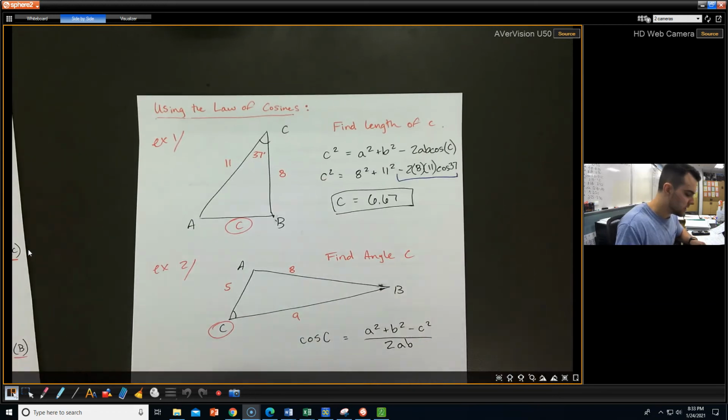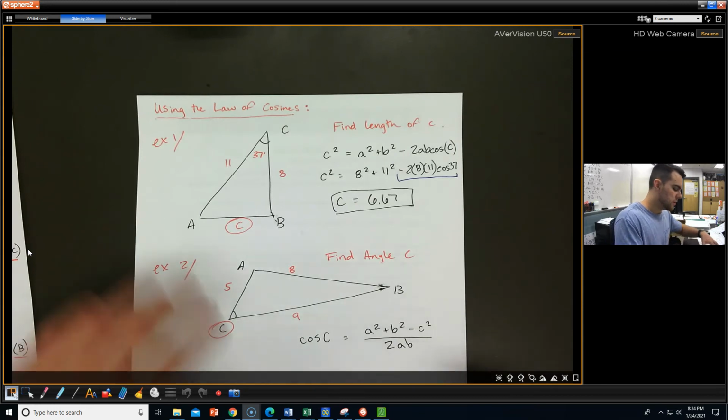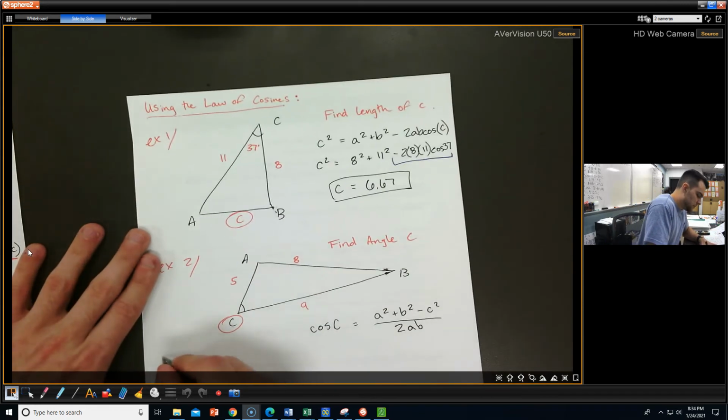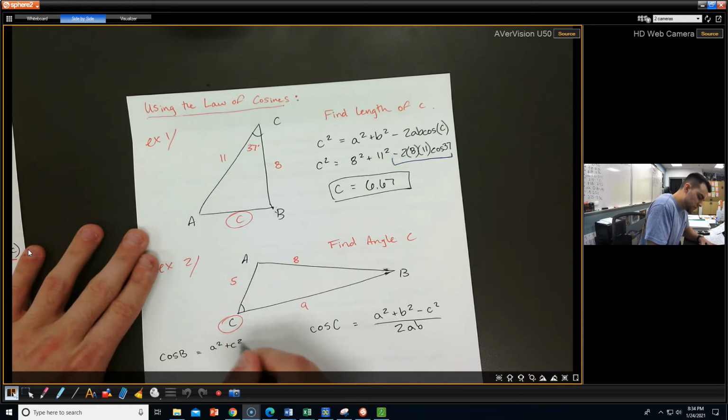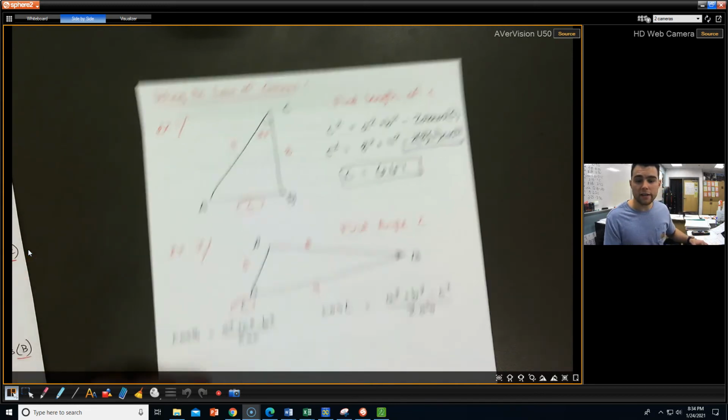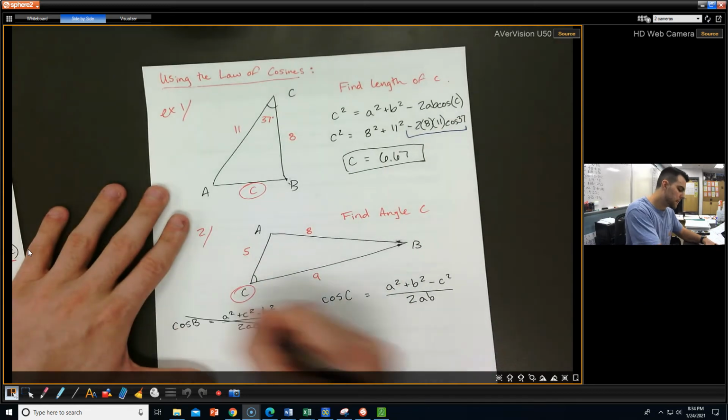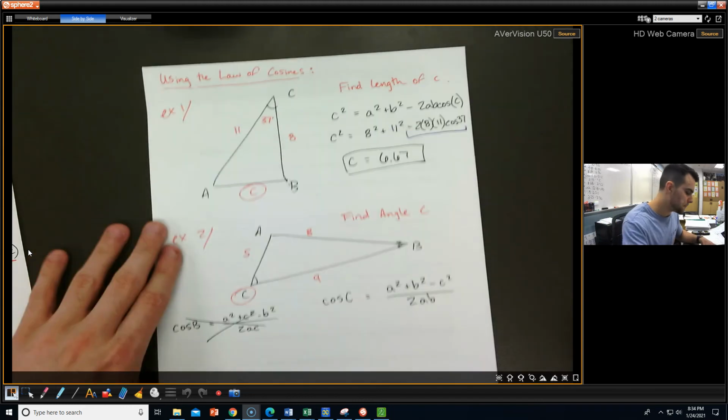So again, it's just swapping things out. If it was B, then this would be cosine of B equals A squared plus C squared minus B squared over 2AC. That's if we are finding angle B, but we are not.